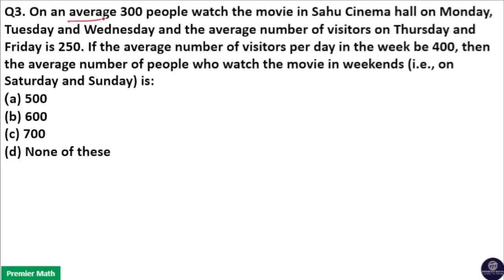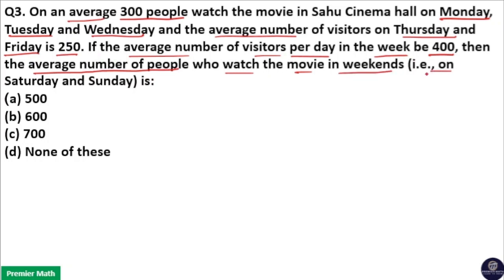On an average, 300 people watch the movie in Sahu Cinema Hall on Monday, Tuesday and Wednesday. An average number of visitors on Thursday and Friday is 250. If the average number of visitors per day in the week be 400, then the average number of people who watch the movie in weekends, that is on Saturday and Sunday, is?